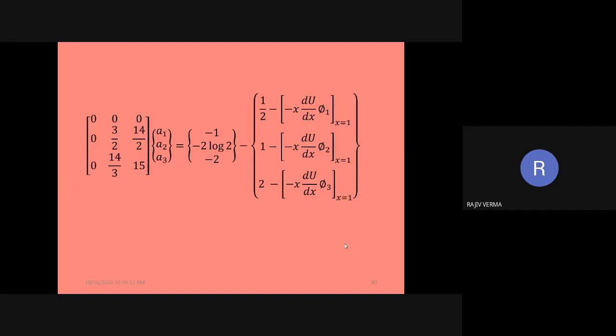that these three equations can be solved only if the corresponding right-hand sides are known. And the thing is that we do not know the value of the flux at x is equal to 1. And the value of flux at x is equal to 1 appears in all the three equations. So logically it means that the three equations cannot be solved.